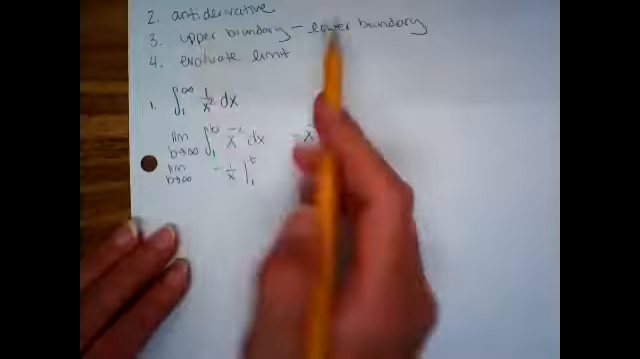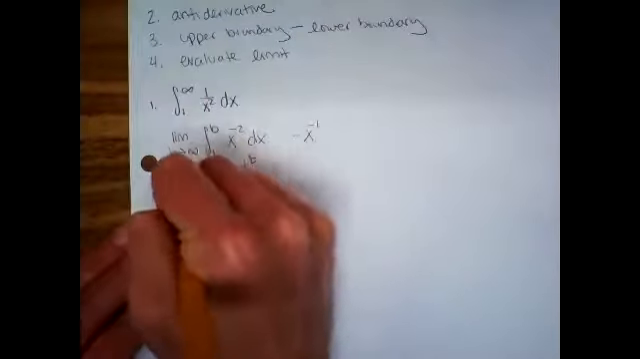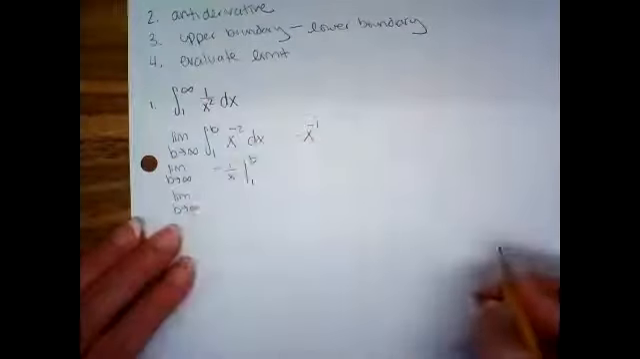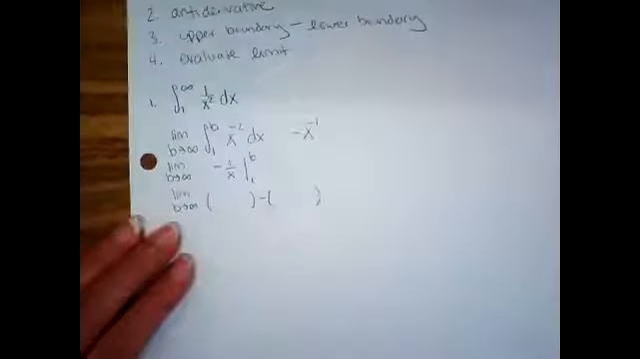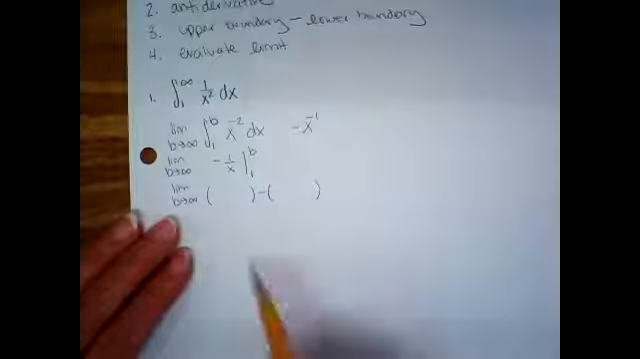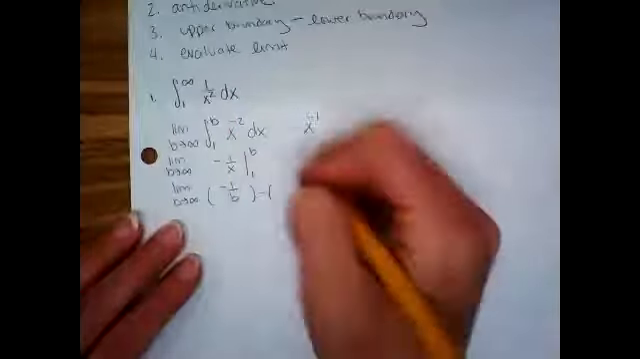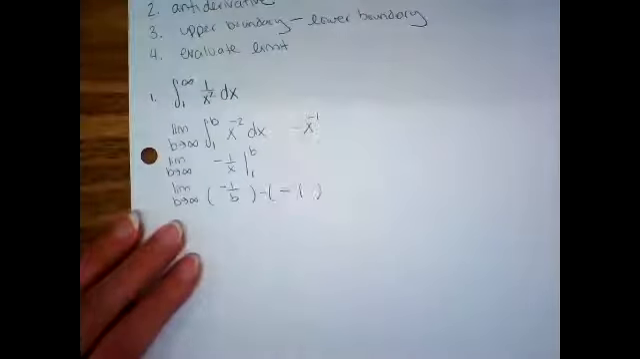And now we're on step 3. We're going to do upper boundary minus lower boundary. Again, you can write the limit out front or not, it's up to you. I'm going to write it every time. Upper boundary minus lower boundary. So if you plug in b, you're just going to have -1 over b. And if you plug in 1, you're going to have -1.